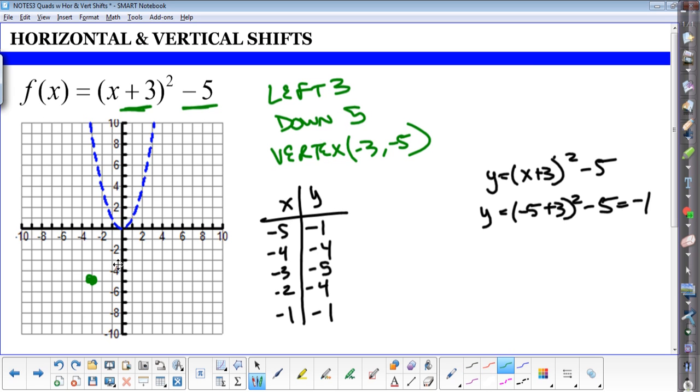So as I go to plot these points, negative 5, negative 1, negative 4, negative 4, negative 3, negative 5, negative 2, negative 4, negative 1, negative 1. And you can see this nice, beautiful quadratic again. And if you're looking at your shift, you can see what it took to get from this vertex to this vertex. I went left 3, and then I went down 5, just like these numbers told me here.